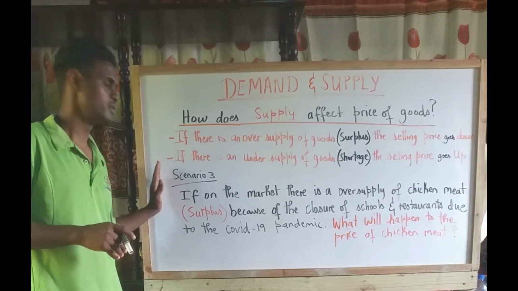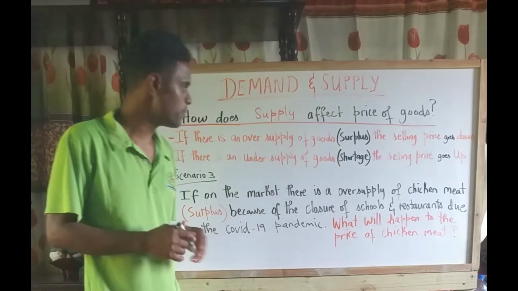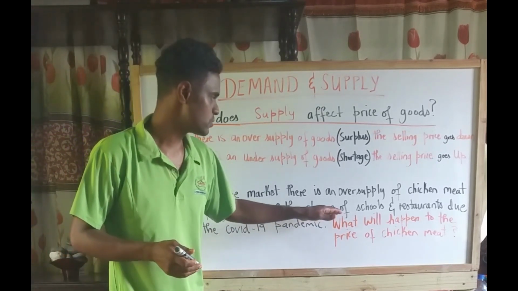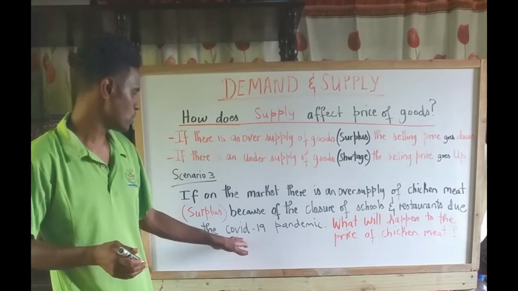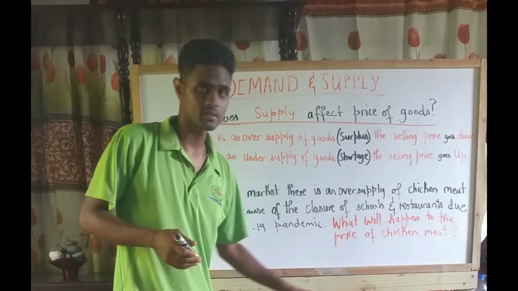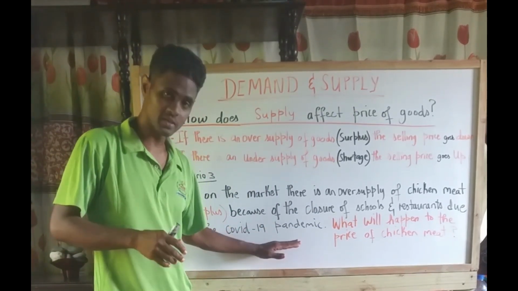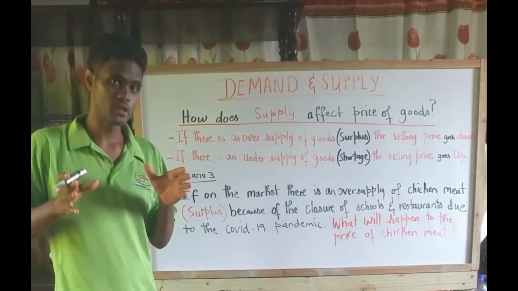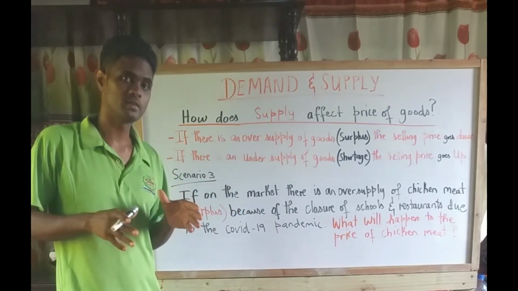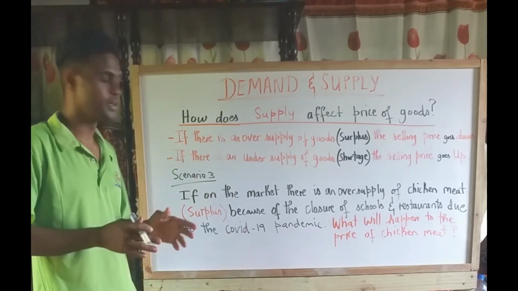So we're going to move to scenario number 3. If on the market there is an oversupply of chicken meat, which we call surplus, because of the closure of schools and restaurants due to the COVID-19 pandemic, what will happen to the price of chicken meat? So what this is saying, because of the COVID-19 pandemic, restaurants and schools closed. They were still producing, but because of the sudden closure of schools and restaurants, what happened? They have a lot of chicken meat available for sale and they don't have a market.